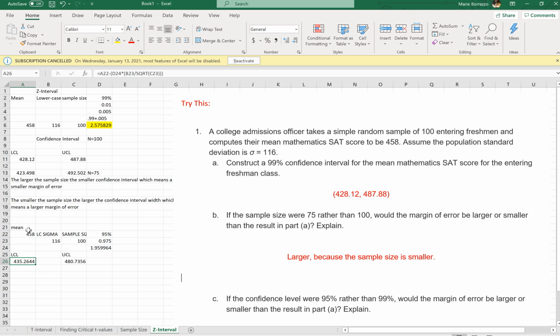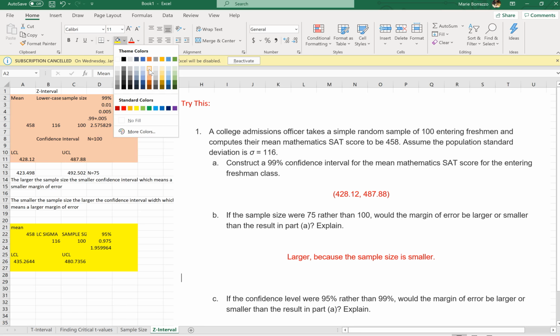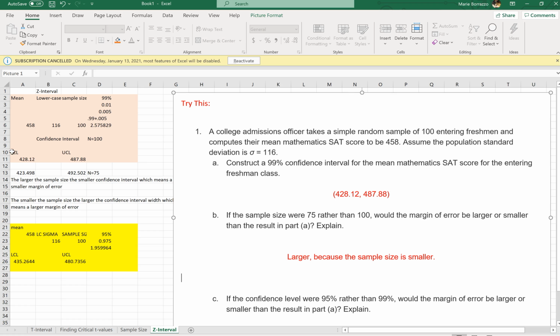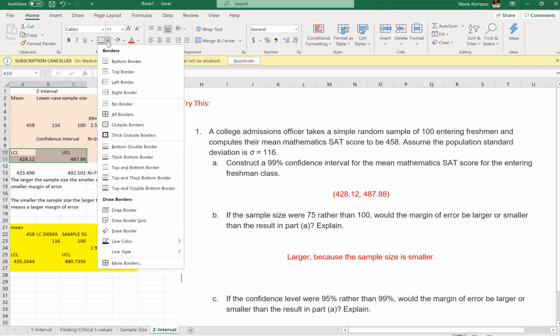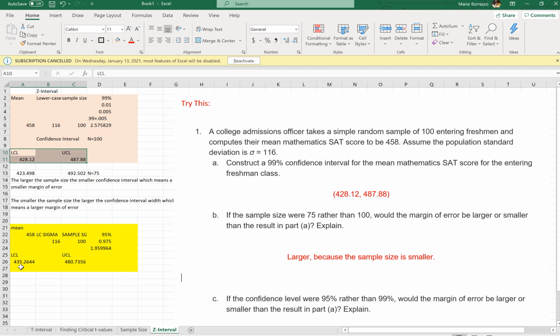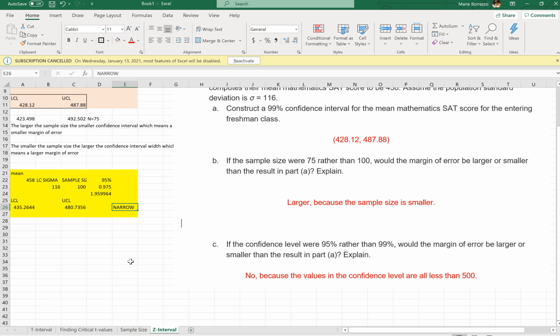So the question now becomes, if I compare the 95% confidence, which I'm going to highlight in yellow, with the confidence that we initially obtained with 99%, I'll highlight that in light orange. When you look at these two values, the question is what's happening. So I'm looking at 435 to 480. It looks like it shrunk. It didn't widen. It became more narrow, right? And so when we look at our explanation, it says no, because the confidence levels are less than 500. Would the margin of error be larger or smaller as a result? I would say it becomes slightly more narrow.